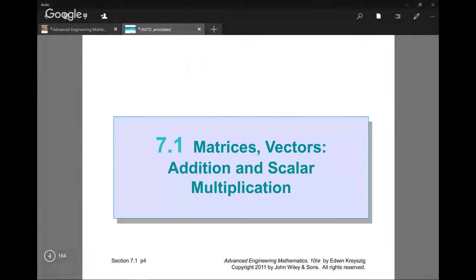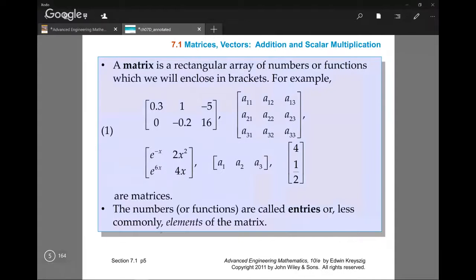Anything, we need to have definitions. So short video about definitions of matrices. So a matrix is a rectangular array of numbers or functions that we'll put in brackets, like this. So here are examples of matrices. These numbers or functions are called entries or elements of the matrix.